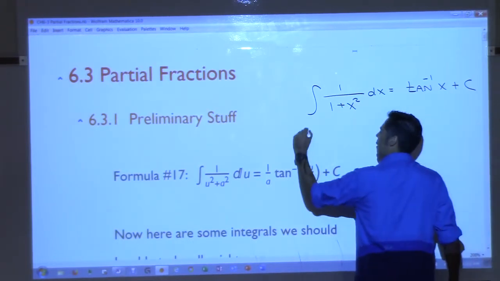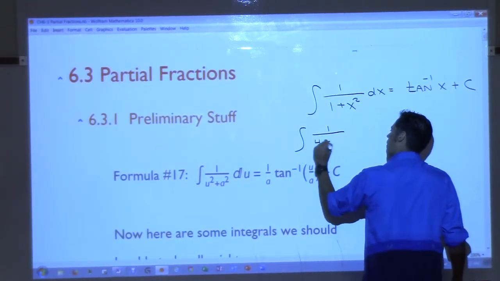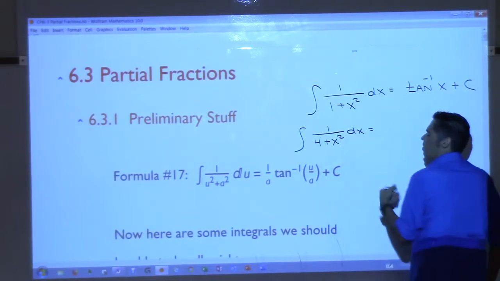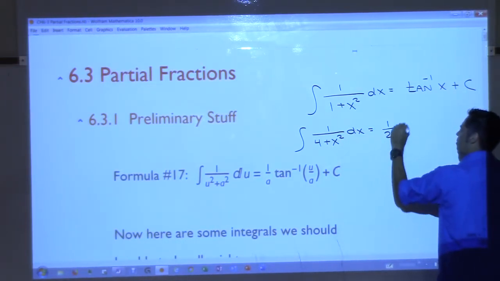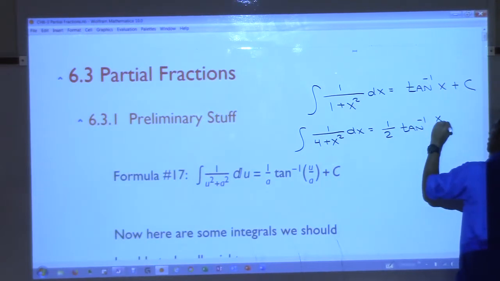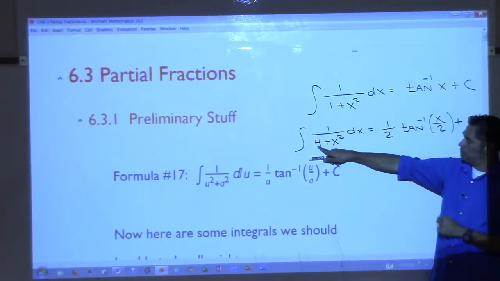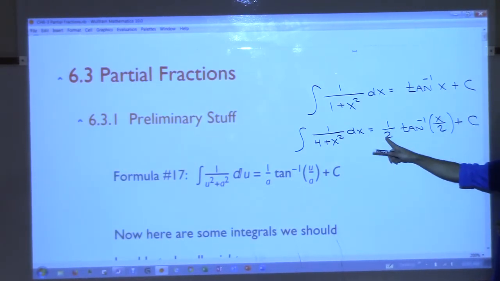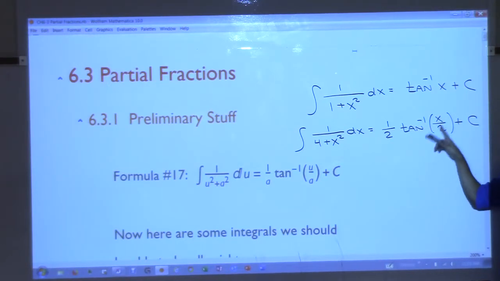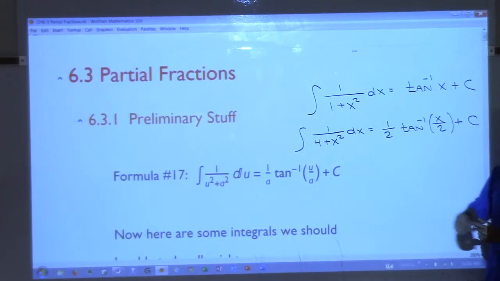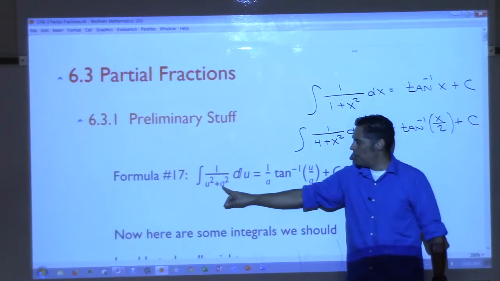So if you had something like this, we should automatically be able to just go to 1 over 2 arctangent of x over 2 plus c, because a was 2. What if that was a 3? This would be 1 over square root of 3 arctangent of x over root 3. So just be aware that this formula that we've known extends a little bit if we change that to an a.